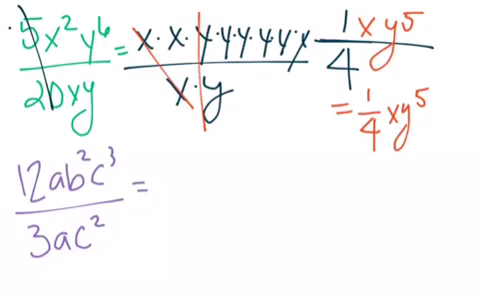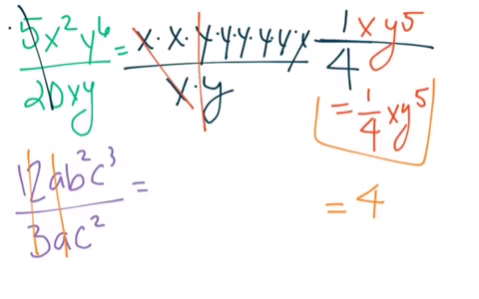Alrighty. Let's do number 3. 12 divided by 3 is going to give us a whole number of 4. That takes care of those. I have 1a on top, 1a on the bottom. 1 minus 1 is 0. Those are going to cancel out.